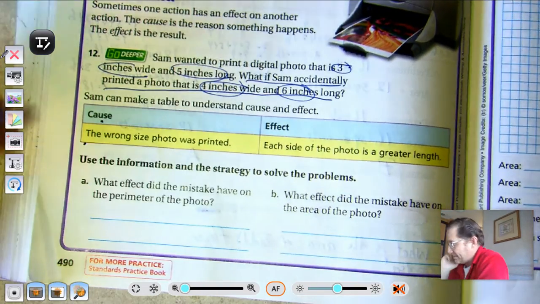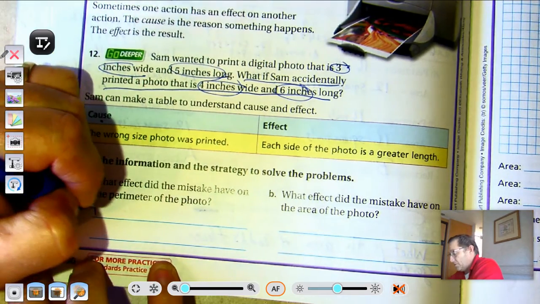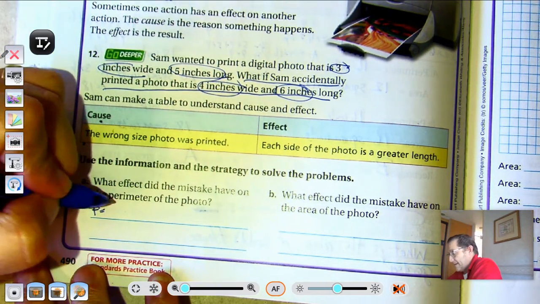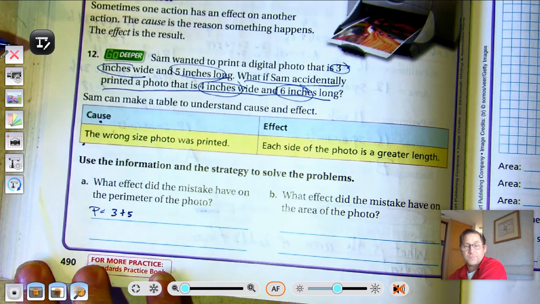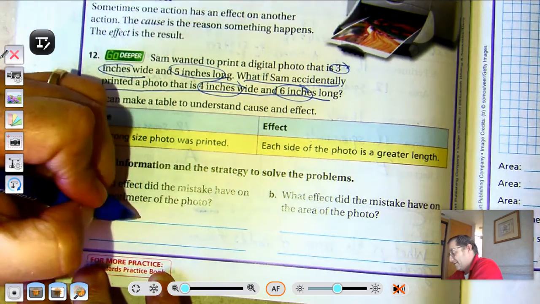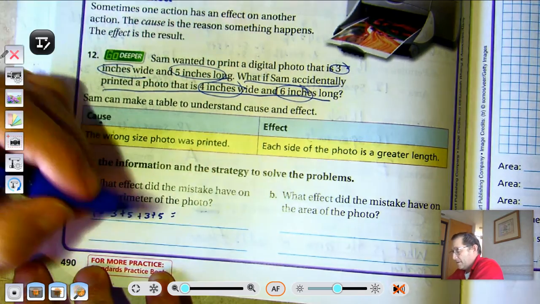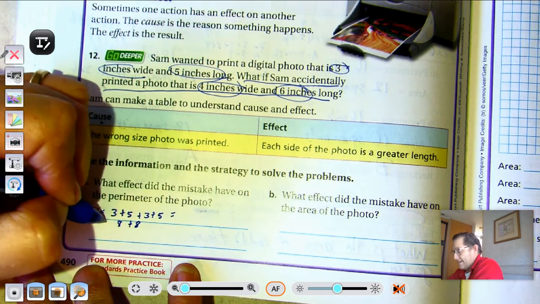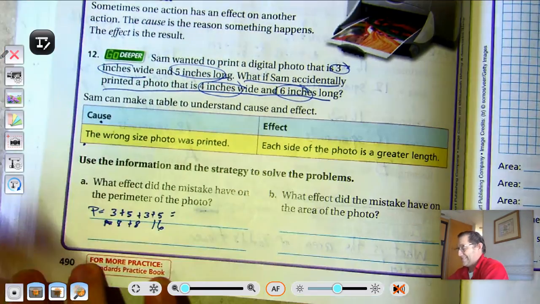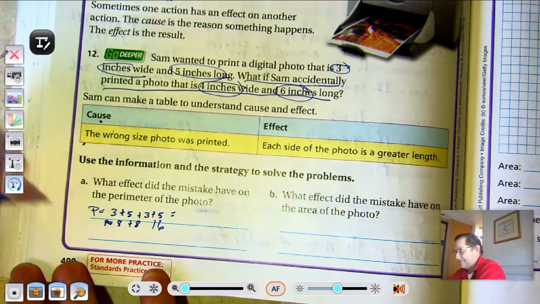So what effect did the mistake have on the perimeter? Well, in the first one, he has 3 plus 5, right? He has a 3 by 5. So the other two sides are 3 plus 5. So the perimeter is 8 plus 8, so 16. So the first photo was 16.